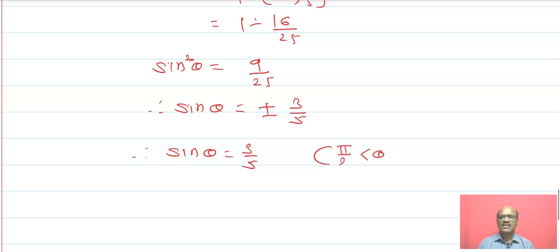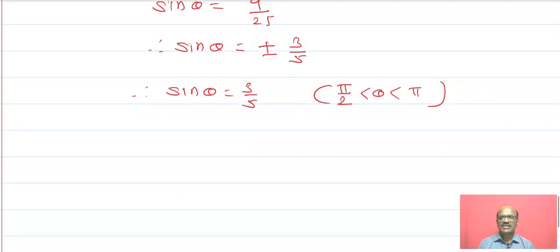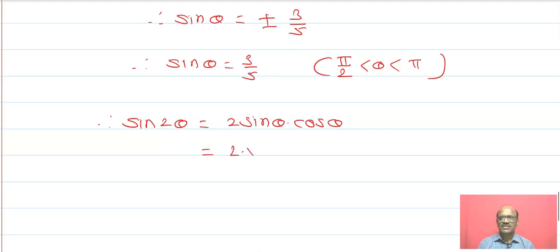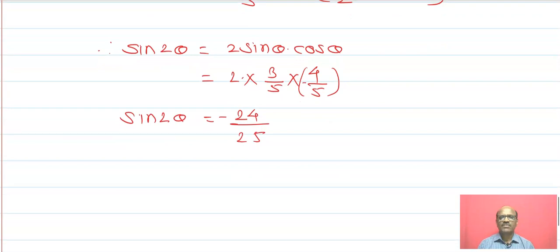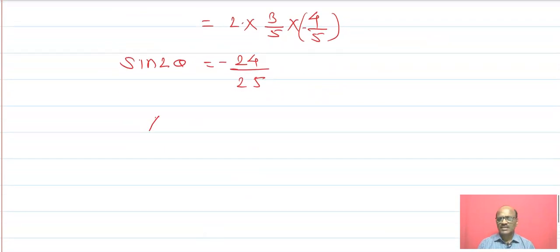Because theta lies in the second quadrant, sine theta is positive, and that's why sine of 2 times theta means what? 2 sine theta into cos theta. Substitute the values, that is 2 into 3 by 5 into the value of cos theta, which is minus 4 by 5, and overall you will get the answer minus 24 upon 25. Therefore option A, minus 24 upon 25, is the correct one.